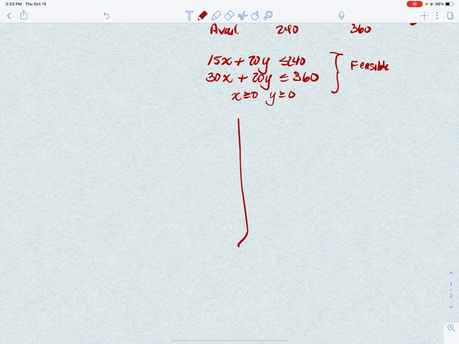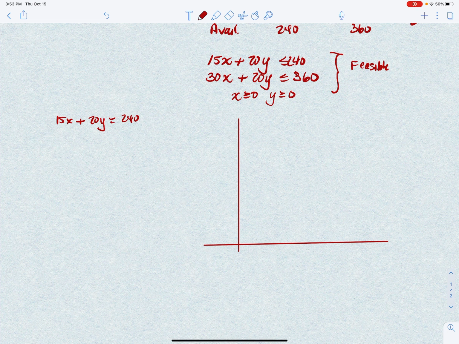So here comes a straight vertical line. Wow, that's pretty bad. All right. And then a straight horizontal line. There we go. Okay. So 15x plus 20y equals 240. I'm going to do this over here. I'm going to try not to use Desmos for this one because doing these by hand isn't too bad.